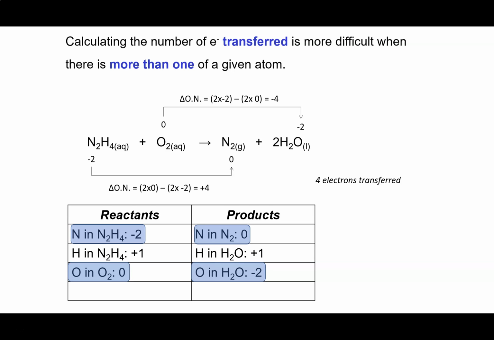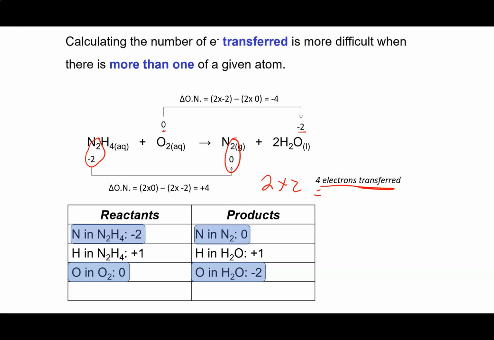So if I look at this one, in this case we've got nitrogen being oxidized from -2 to +2, and then we've got oxygen being reduced from 0 to -2. We need to figure out how many electrons are being transferred. So we've got 2 nitrogen atoms, and each of them are changing by 2. So that's 2 times 2, that's 4 electrons going to be transferred. So it's pretty simple.